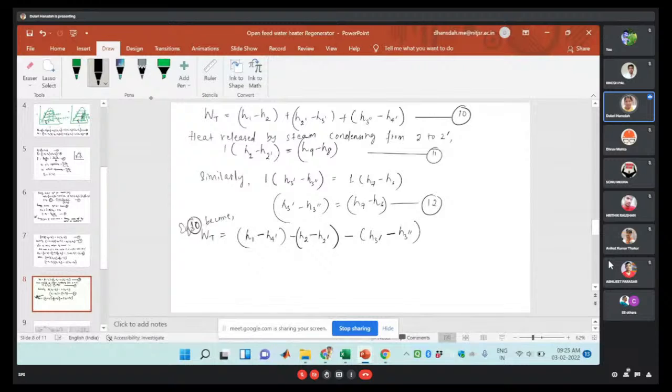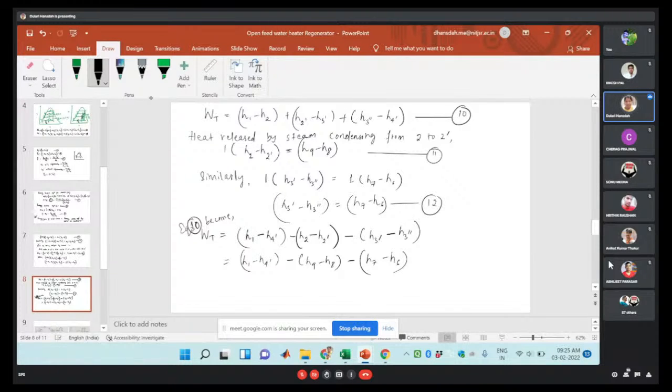by the steam condensing from the point 2 to 2 dash and the steam condensing from 3 dash to 3 double dash. Now we can put this formula in this equation: h1 minus h4 dash, minus, in place of this I can put h9 minus h8, minus h7 minus h6. So from this formula we can get the loss in turbine work.